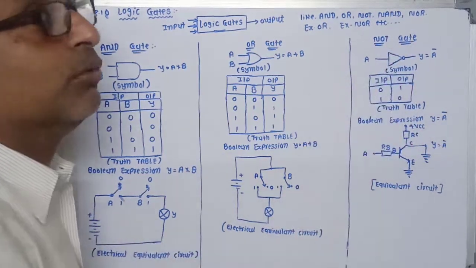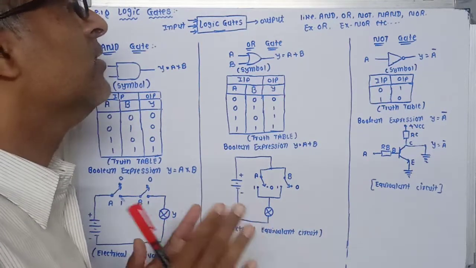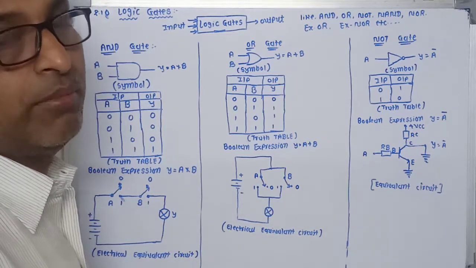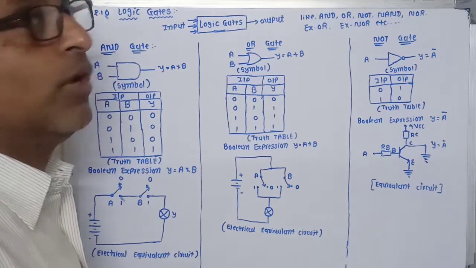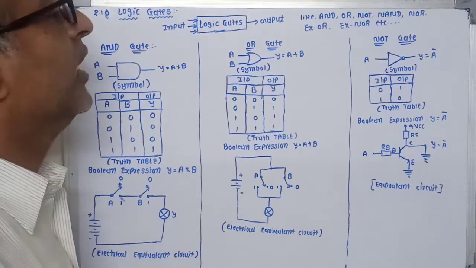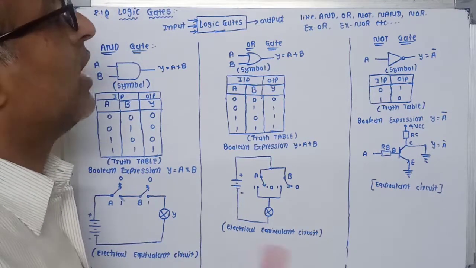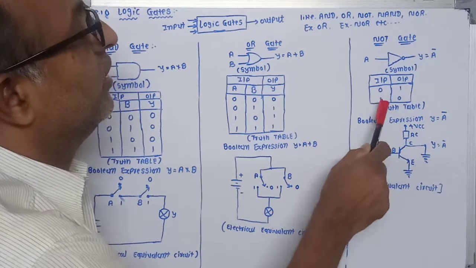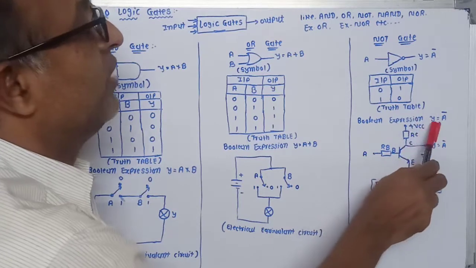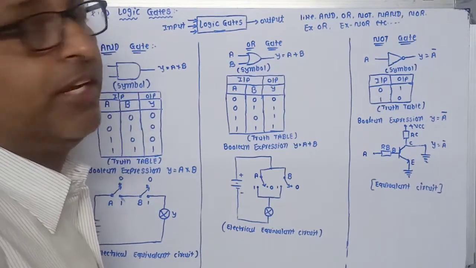Next, the NOT gate. This gate has only one input and one output. In this gate the output is the complement of the input. Already we have studied what is complement. Complement is nothing but 1 becomes 0 and 0 becomes 1. So the output of the NOT gate is the complement of the A input. Whatever input you give to this gate, you will get a reverse output. So if the input is 0, then the output is 1. If the input is 1, then the output is 0. This is the truth table. The Boolean expression we can write is Y equals A bar. Bar indicates the complement of the given input A.